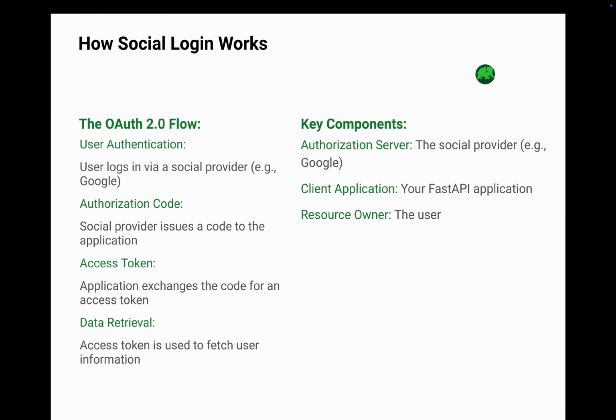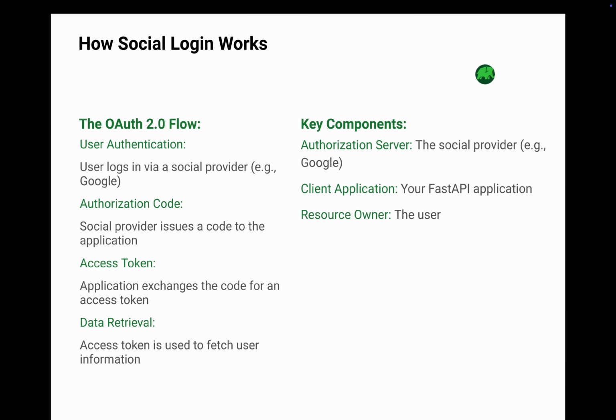Now that we know what social login is, let us see how it works under the hood using the OAuth 2.0 flow, which is user authentication. The user logs in via a social provider like Google, GitHub, or LinkedIn. Then authorization code: the provider issues an authorization code to your app. Access token: your app exchanges the code for an access token. Then data retrieval: the access token is used to fetch user information. Think of OAuth as a way to delegate access securely without sharing passwords.